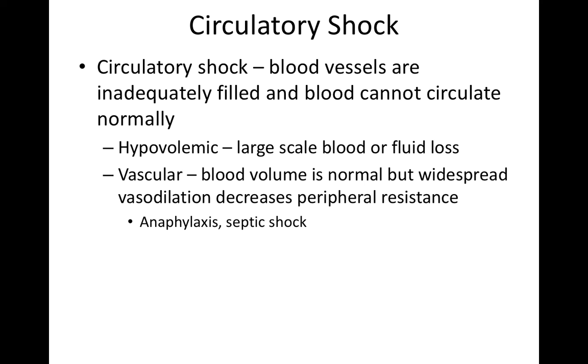Vascular shock occurs when the blood volume is normal, but you have widespread vasodilation that's going to dramatically decrease peripheral resistance. This occurs in anaphylactic shock and septic shock. Anaphylactic shock is a response of a type 1 hypersensitivity, so we'll talk about those in the immune system, but basically you are running into an allergen that causes all of your basophils to degranulate, and all of those inflammatory vasodilators are released, and you get a systemic vasodilation that drops your pressure.